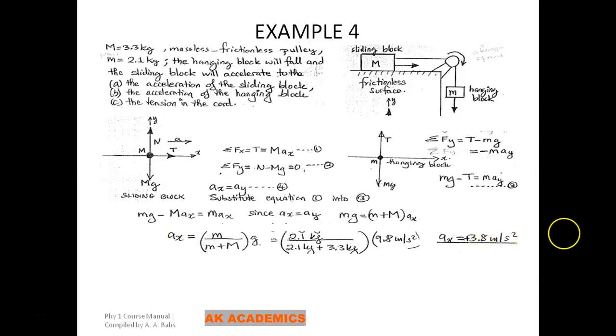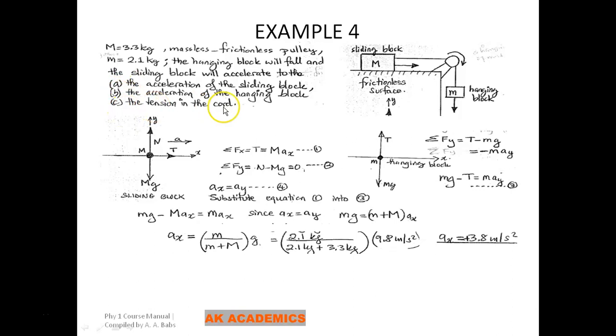Don't forget, always include the unit. If you do not include the unit, that is like total failure of your analysis. So always include the unit. So we have been able to find the acceleration of the sliding block, and don't forget, we said that the acceleration of the sliding block is equal to the acceleration of the hanging block. So that simply means the acceleration of the hanging block would also be equal to 3.8 meters per second squared. All right, so we found A, we found B.